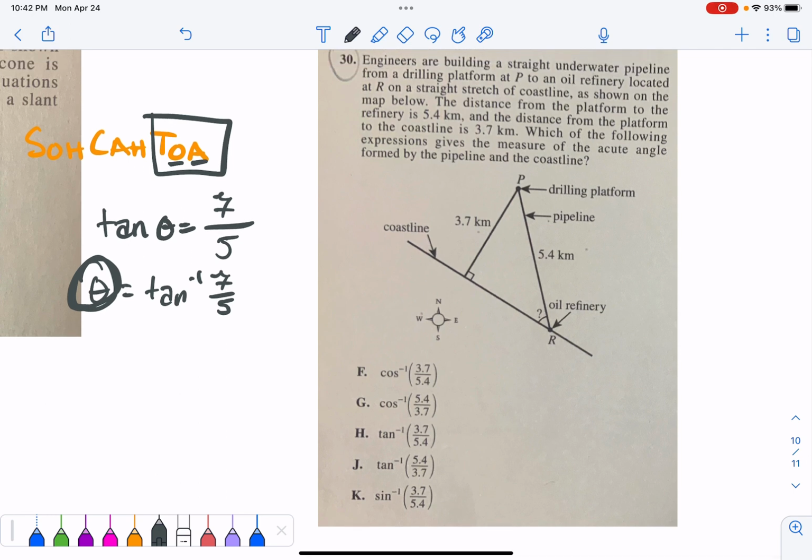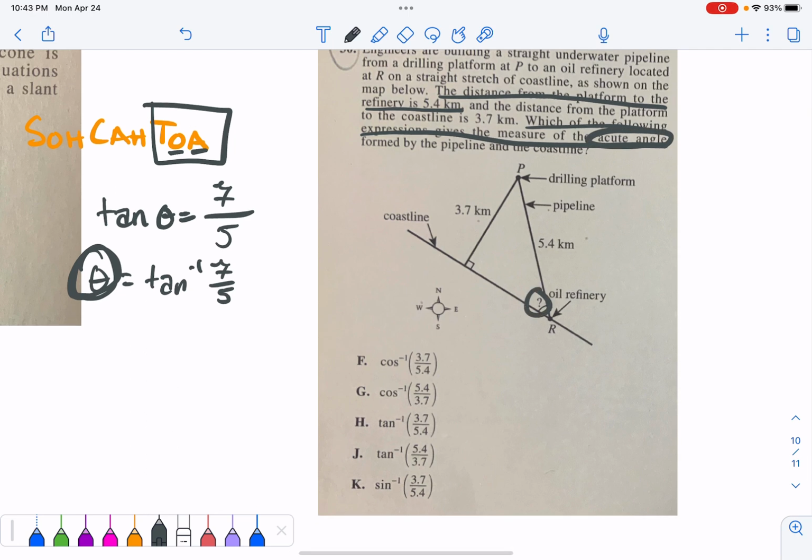I'm just going to do this. I'm reading through really fast. The distance from the platform to the refinery is 5.4. The distance to blah, blah, blah. Which of the following expressions gives you the measure of the acute angle? I just skipped right through that whole paragraph.